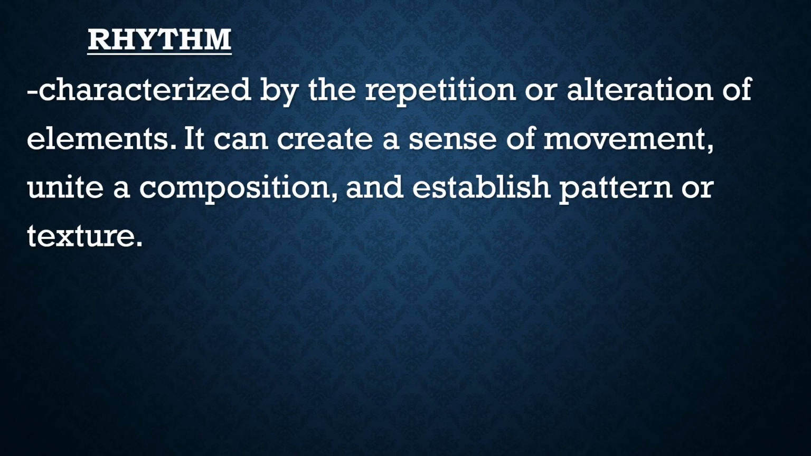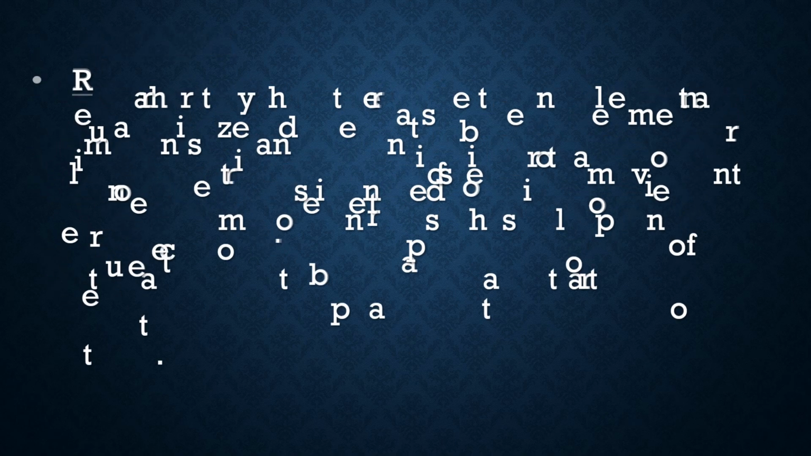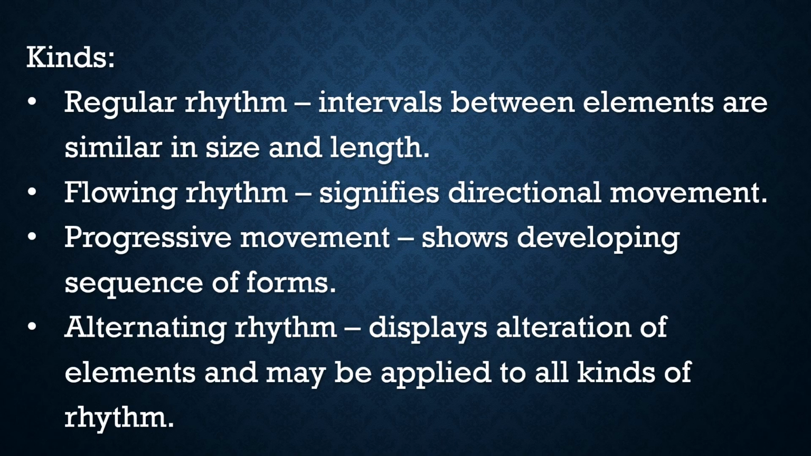Okay, rhythm. So it is characterized by the repetition or alteration of elements. It can create a sense of movement, unite a composition, and establish pattern or texture. So those are the kinds. We have regular rhythm. Intervals between the elements are similar in size and length. Flowing rhythm signifies directional movement. Progressive movement shows developing sequence of forms, and alternating rhythm displays alteration of elements and may be applied to all kinds of rhythm.